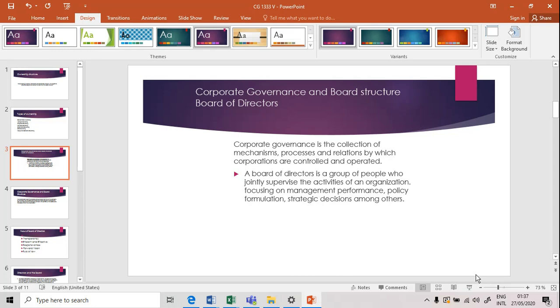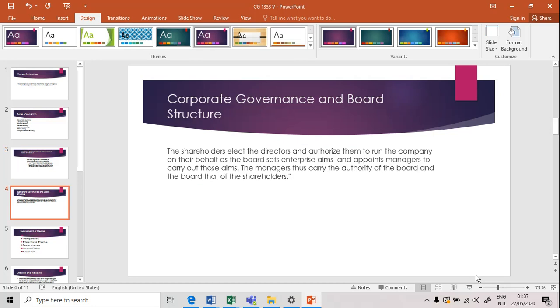So the shareholders elect the directors, like I said earlier, and they authorize them to run the company on their behalf, as the board sets enterprise aims and appoints managers to carry out these aims. So therefore, the managers carry the authority of the board, and the board that of the shareholders. I've mentioned before that the shareholders elect the directors, and they give them that authority and that go-ahead to run the company on their behalf.